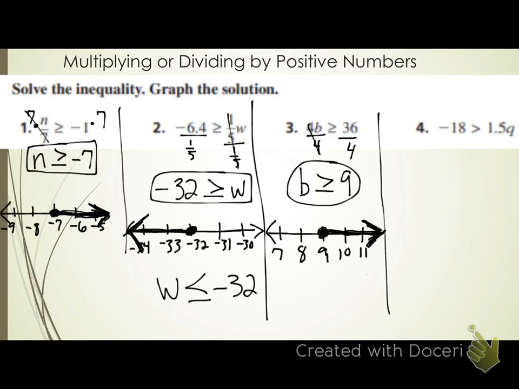Last one on this slide. Negative 18 is greater than 1.5q. How would I get q by itself? Divide by 1.5 on both sides. Negative 18 divided by 1.5 gives me what? Negative 12. Symbol, flip, or stay? Stay. q is now by itself. There's my solution.